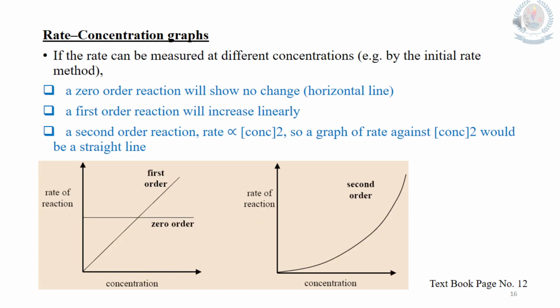Next method, rate concentration graphs. If the rate can be measured at different concentrations, we can use this rate concentration graph method. If it is a zeroth order reaction, there is only a horizontal line. If it is a first order reaction, the rate of reaction is increasing linearly. If it is a second order reaction, the rate of reaction is increasing exponentially.